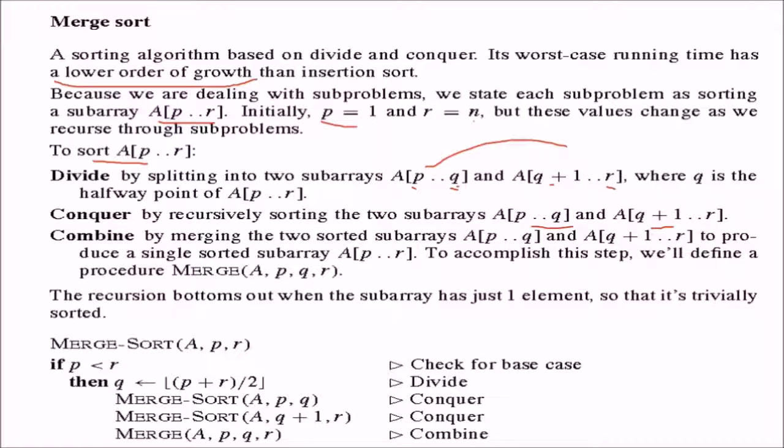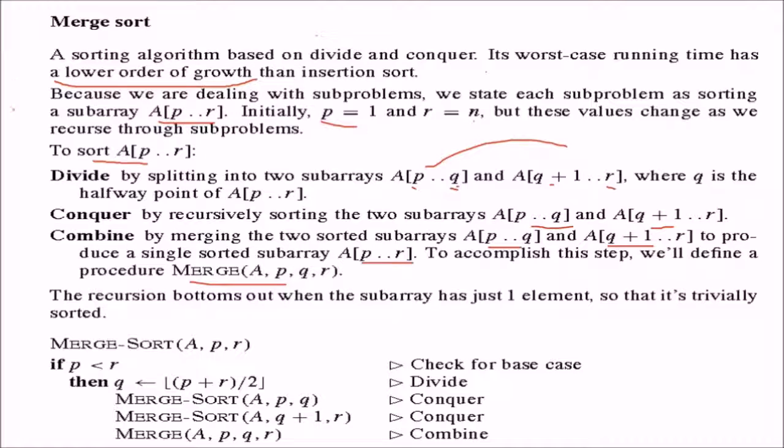Then finally, we combine by merging these two sorted subarrays, A[p..q] and A[q+1..r], to produce a single sorted subarray, A[p..r]. And to accomplish this, we'll define a procedure which we call merge. So finally, we subdivide them and conclusively, we merge them. When this recursion bottoms out, it will stop when we have just one element, which is trivially sorted. One element is always already sorted.